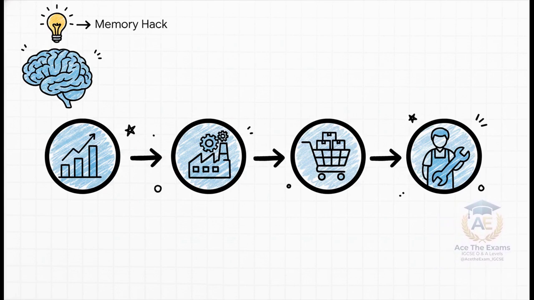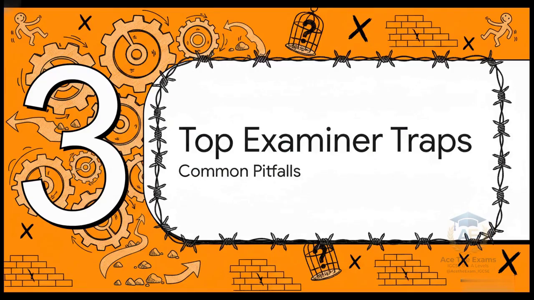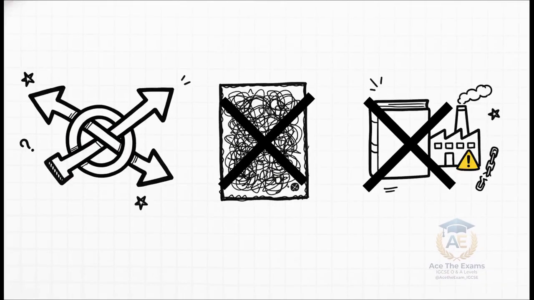All right, let's get back into the weeds and look at where things go wrong. Section 3, Top Examiner Traps. Let's do a quick visual workshop here. Imagine you are looking at a poorly written student answer, and your job is to spot the flaws. Examiners consistently report 3 fatal flaws that trip up even the best students.